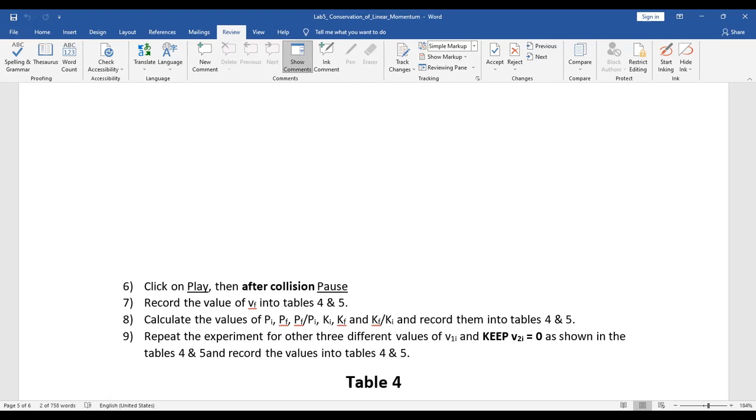Then we can find the total momentum. Initial momentum Pi is equal to 3 times 1 is 3. Final momentum Pf is equal to (m1 plus m2) Vf. That is total mass 3 plus 2 times 0.6 is equal to 3 kilogram meter per second. Then momentum is conserved, right? Then Pf over Pi equals 1, 3 over 3.